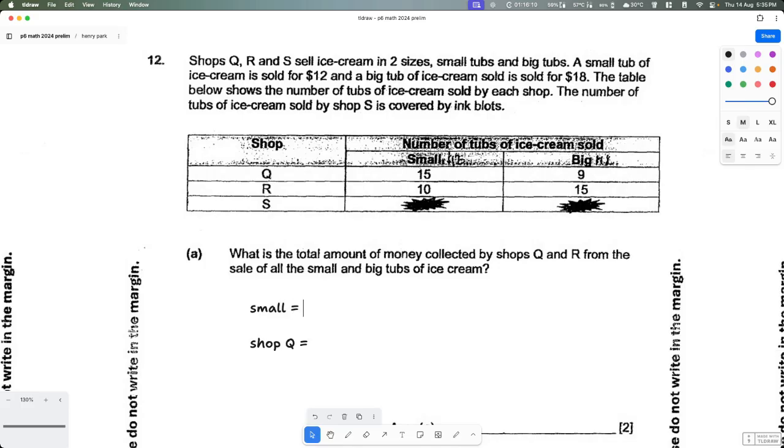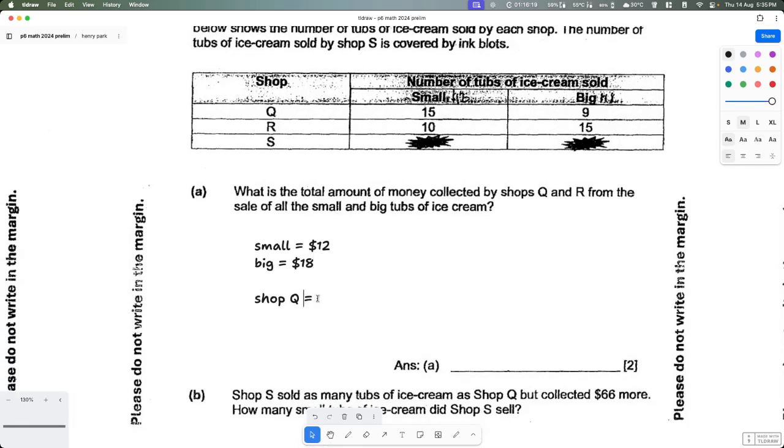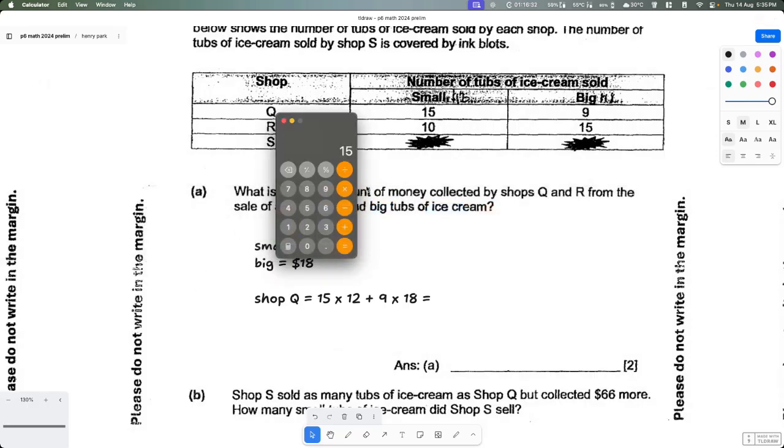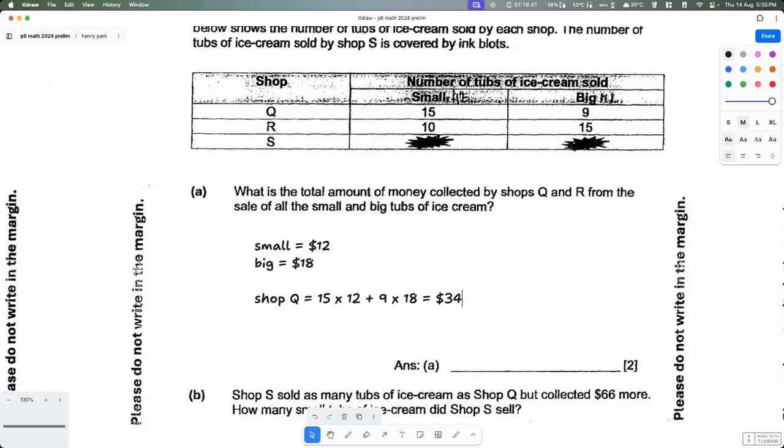So small is equal to $12, and big is equal to $18. Shop Q is basically 15 small times 12 plus 9 big, so 9 times 18. Let's use our calculator: 15 times 12 plus 9 times 18. This will be $342.